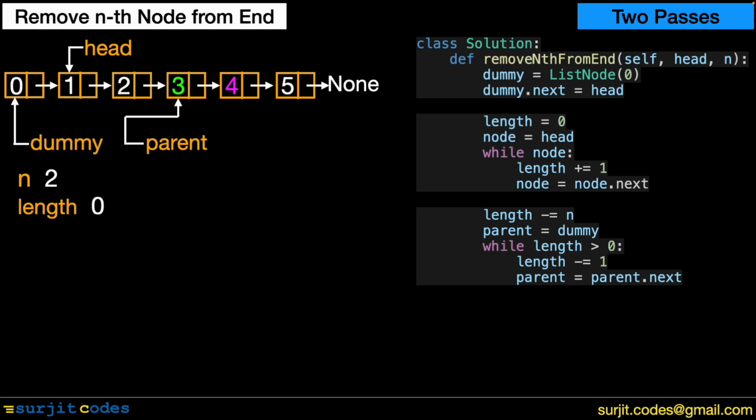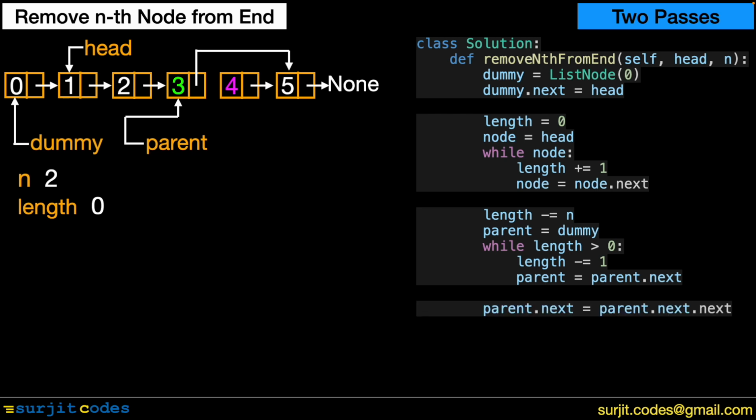Now we have found the parent of the node to be deleted. In order to delete the purple node, we need to point next part of parent, which currently points to 4, to node with val equal to 5. Next component of parent points to the node to be deleted. So we need to point the next component of parent to the next of the next component of the parent.